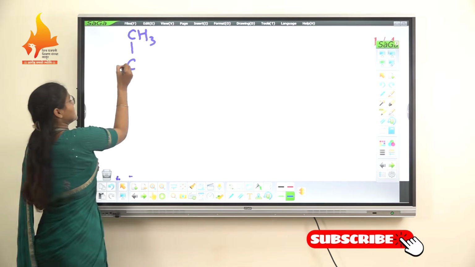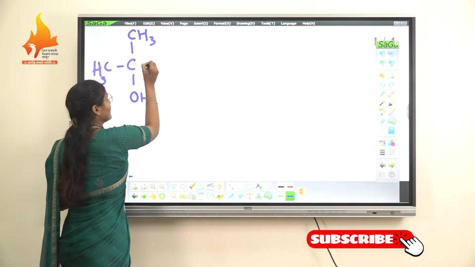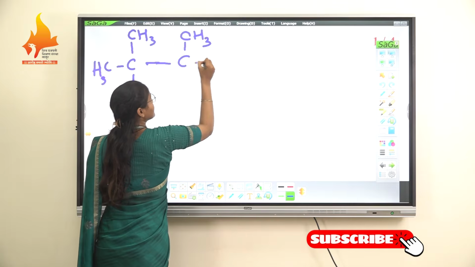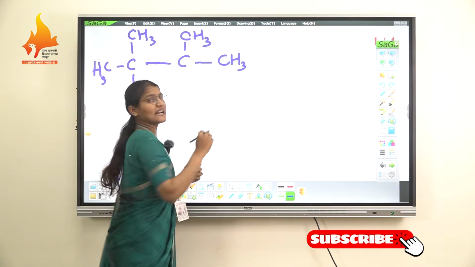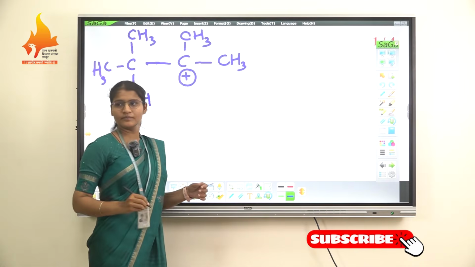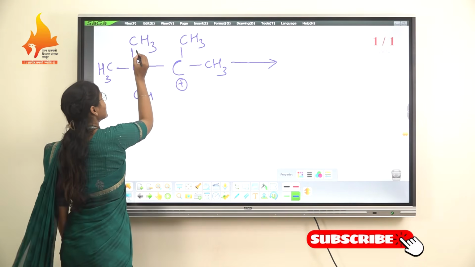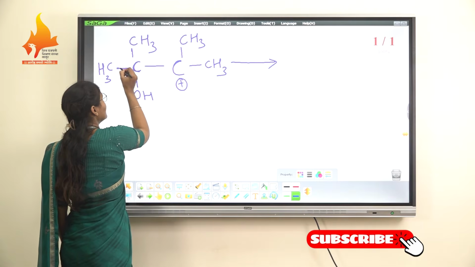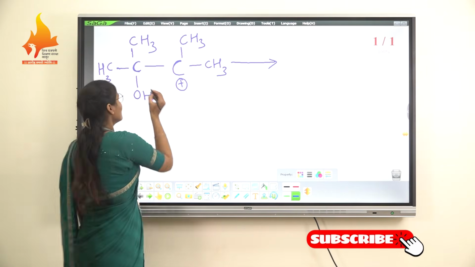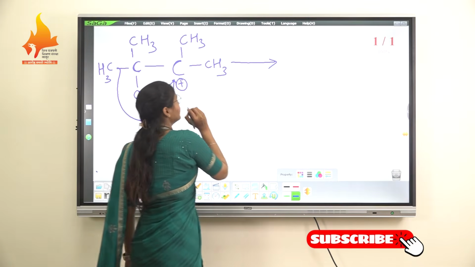CH3, CH3, OH, C, CH3, CH3, and after the departure of the water molecule, we will get positive charge on the carbon atom. After the formation of this carbocation, one of the groups present on the neighbouring carbon will migrate to this carbon to get a more stable carbocation. So we will migrate a CH3 group to this carbon.